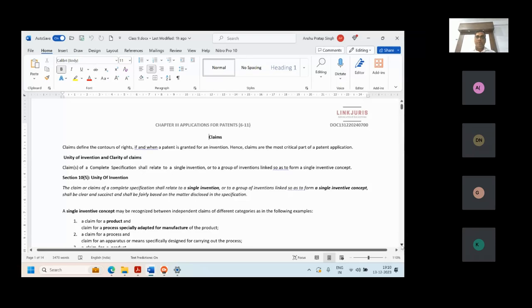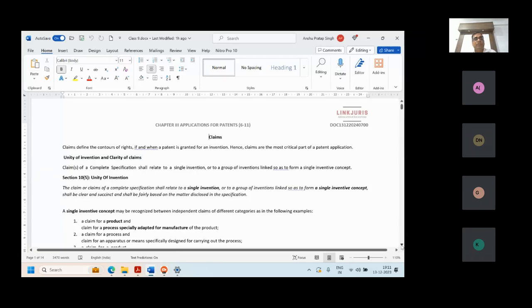While defining, you are defining the boundary of the particular invention so that no one should infringe your right. No one should make this particular product or use this process. So this is the purpose of claims. The first thing is they define the contour of rights. They define the boundary of the invention. Then unity of invention and clarity of specification.